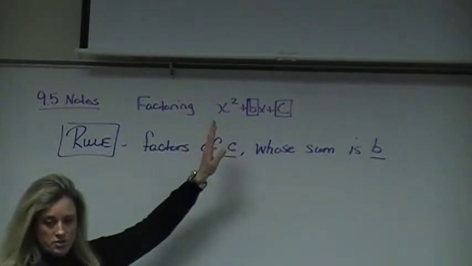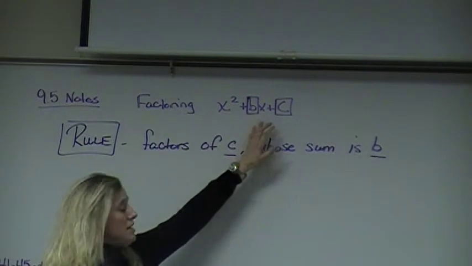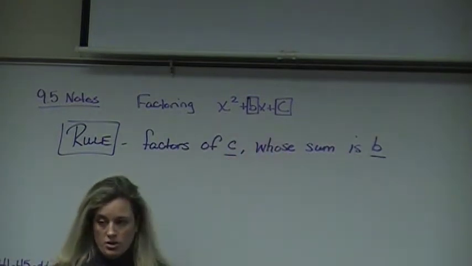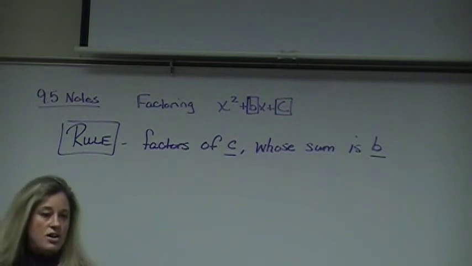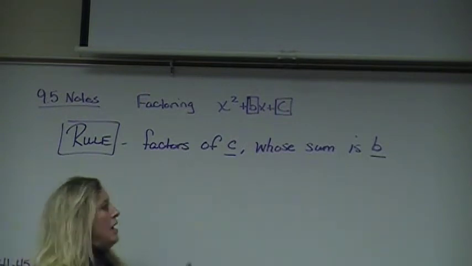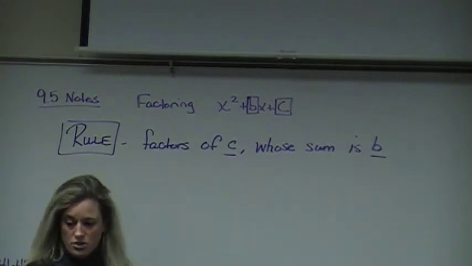Factoring these trinomials in the form of x squared plus bx plus c into two binomials. We're now moving beyond what we introduced yesterday with factoring out that greatest common monomial factor. And now we're taking a trinomial and factoring it into two binomials.